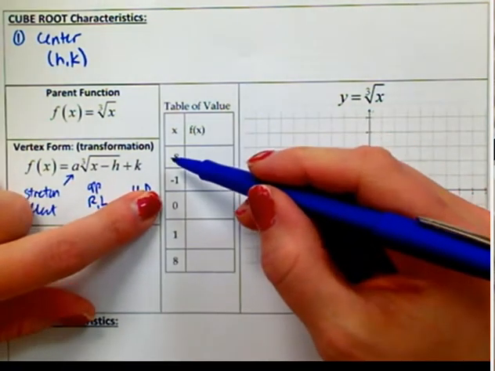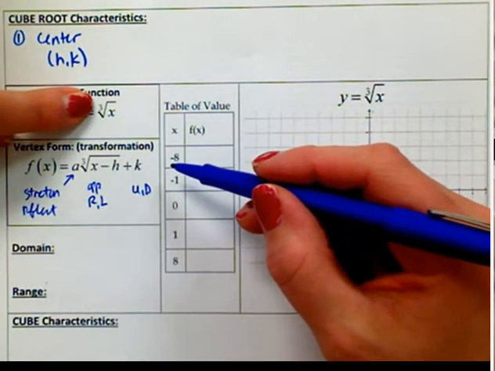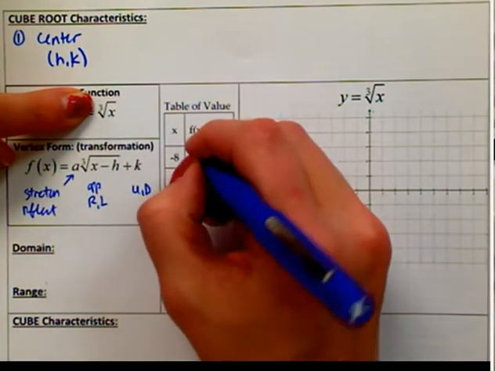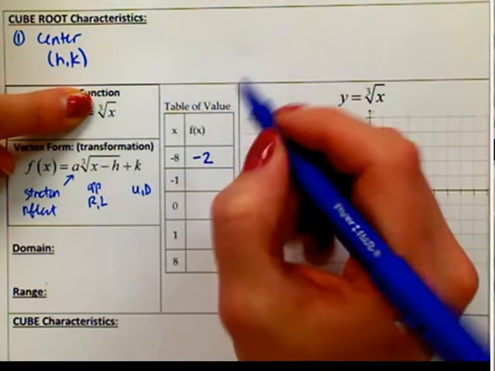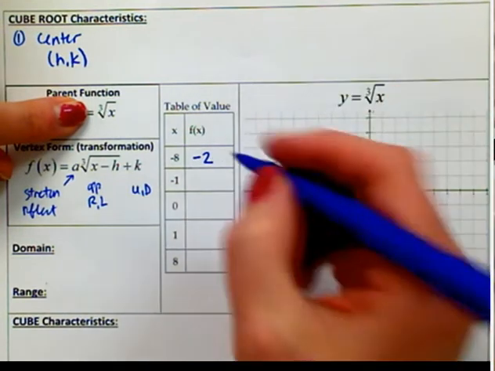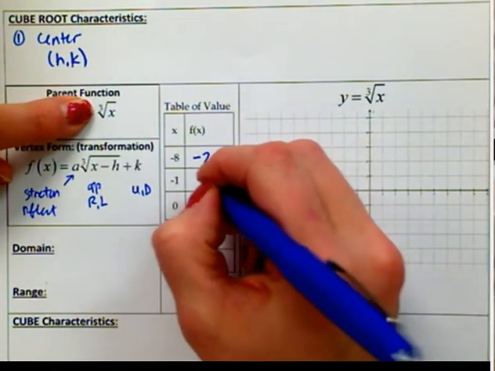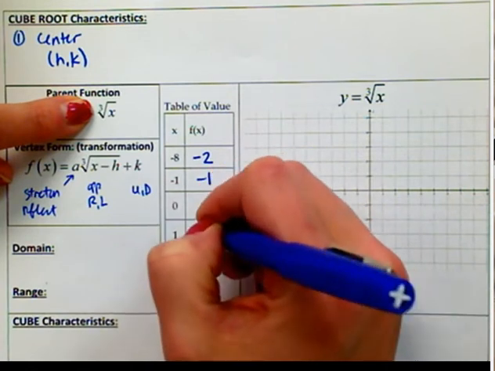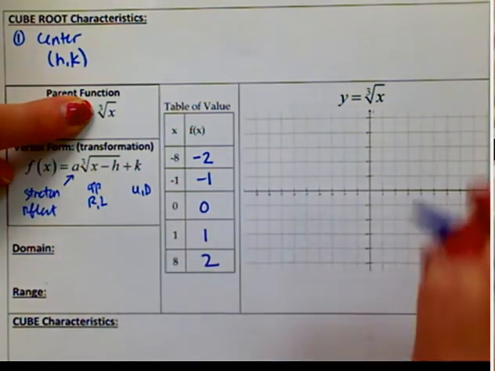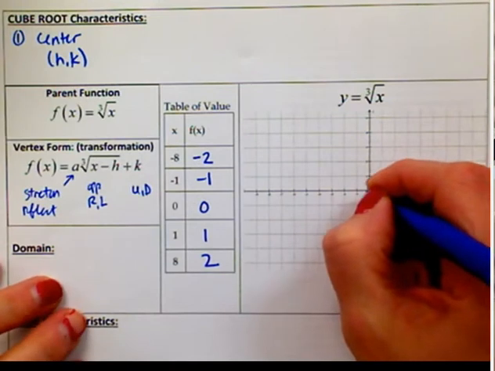All right, so let's go ahead and plug this in. So we have the cube root. Cube root of -8 is -2. Remember, negatives stay negative for cube or odd roots. Cube root of -1 is -1, then 0, 1, and 2. So let's go ahead and plot these points.